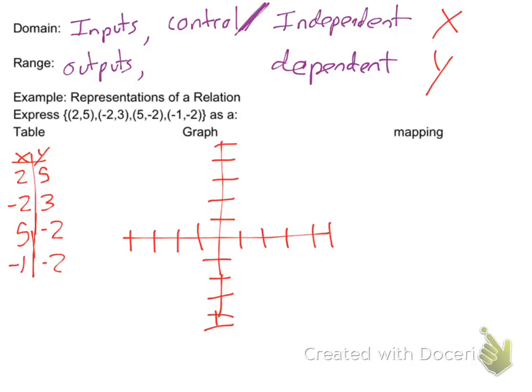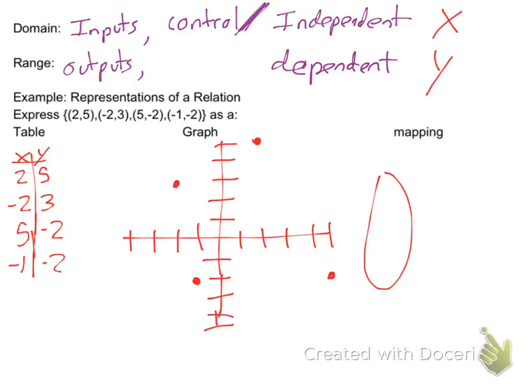So why do we have to do mapping and a table when it's basically the same thing? Because mapping is just input-output. Yes, but the mapping connects them. Right. And I'll show you a slight difference here. We'll get there. So let's plot these points. 2, 5. Negative 2, 3. 5, negative 2. And negative 1, negative 2. Okay, so everybody's okay with the graph, I hope. They're just plotting points.